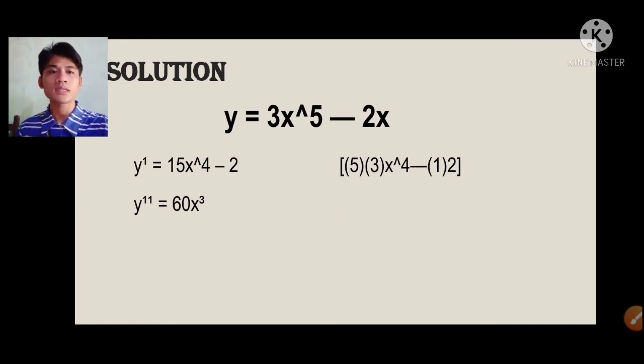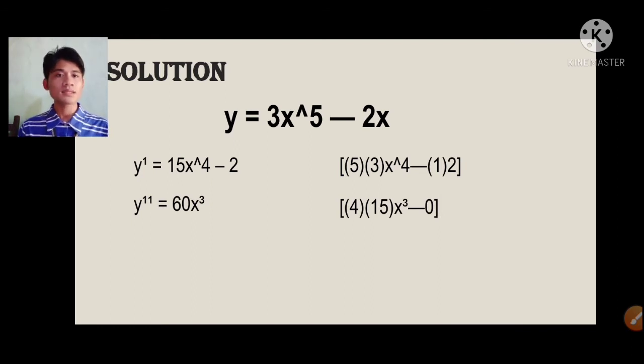So the second derivative of this given equation would be equal to 60x cubed. Is it because of this process? The new given here is the first derivative, since in finding the higher derivative of the given equation we must continue the process. So from 15x raised to the power of 4 minus 2, we came up with 60x cubed.